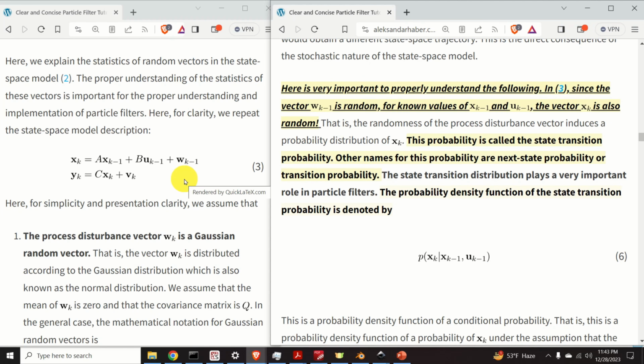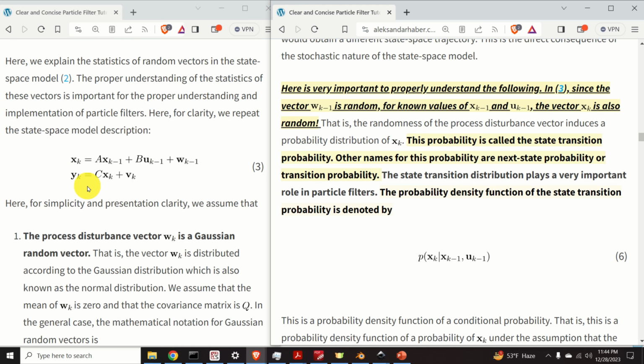Over here, we need to understand one very important fact. In this state space description, wk-1 is random. This means that for a known value of xk-1 and for given value of uk-1, the vector xk, that is the state at the time instant k, is also a random vector. That is, the randomness of the process disturbance induces a probability distribution of xk. This probability is called the state transition probability. Other names for this probability are next state probability or transition probability.